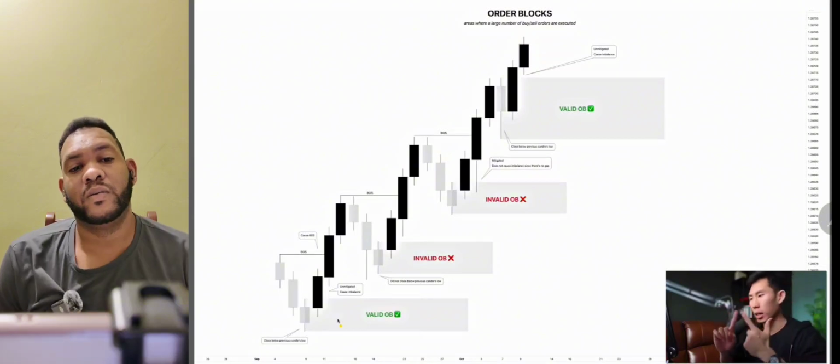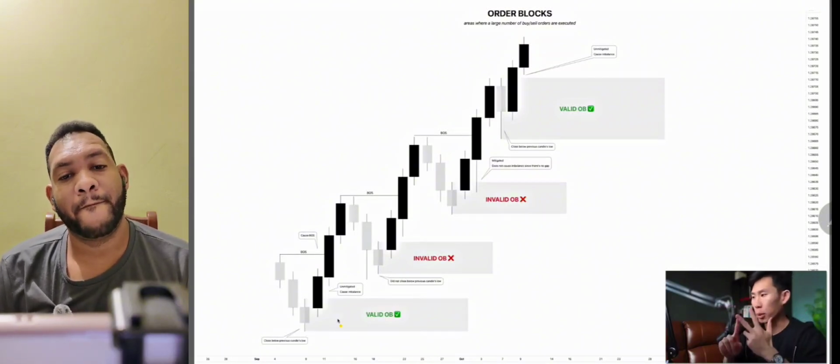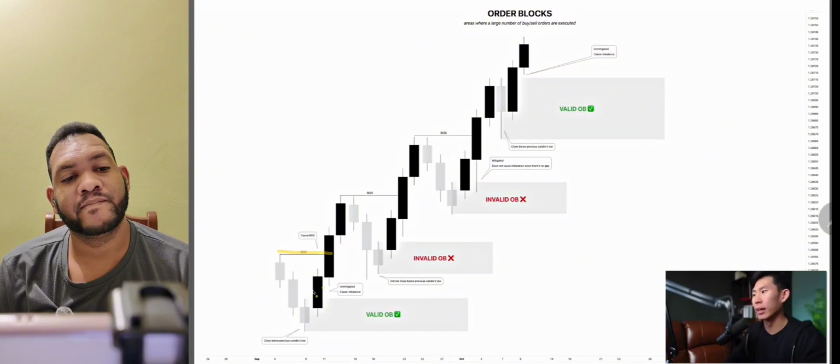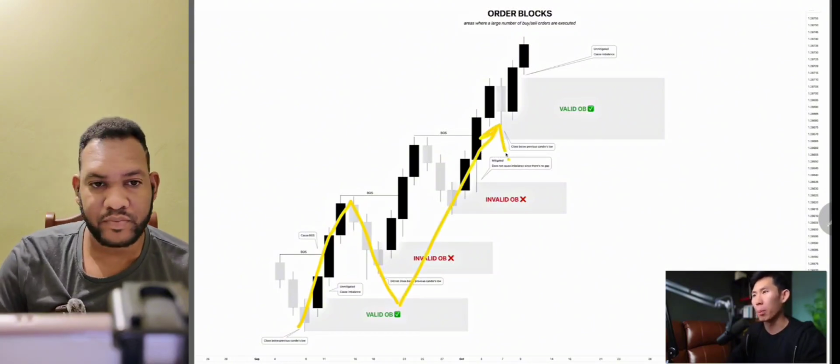It is unmitigated, it caused imbalance, there is a gap, and it closed below the previous candlestick low, and it led to a break of structure. That's the last criterion. It did lead to a break of structure. In this case, this tells us that this is a valid order block, so we can expect price to come down here at some point, mitigate it before going up even further.